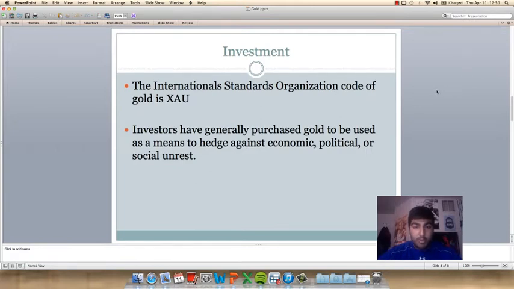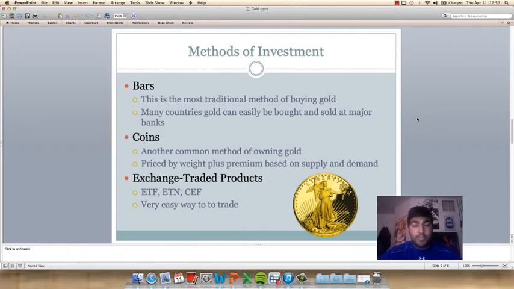Gold is one of the most popular precious metals and is used as an investment and is represented by the ISO code of XAU. Investors generally buy gold as a hedge against economic, political, and social unrest. This includes investment market declines, currency failures, inflations, and even in time of war. So these are the different methods of investment.